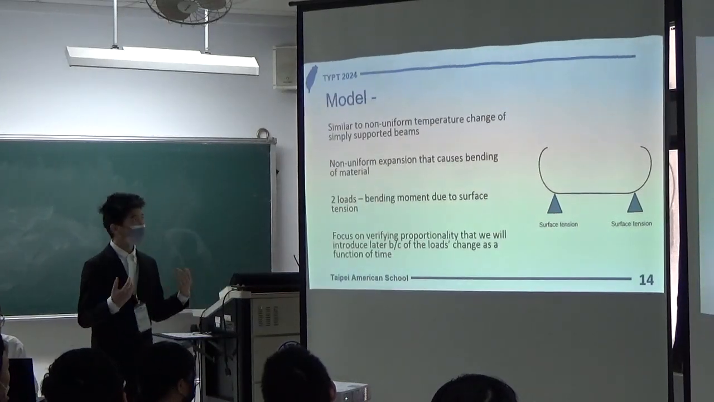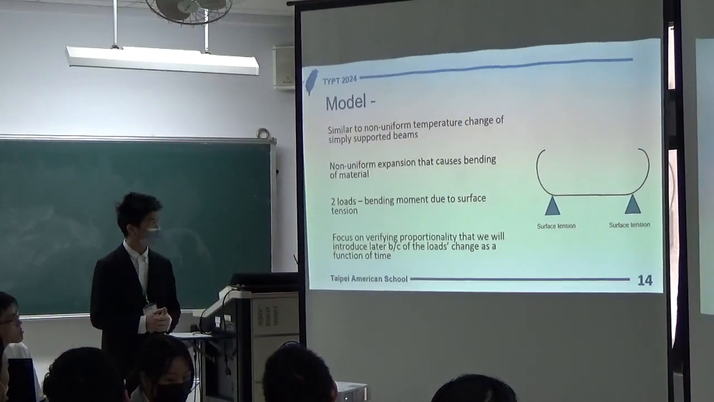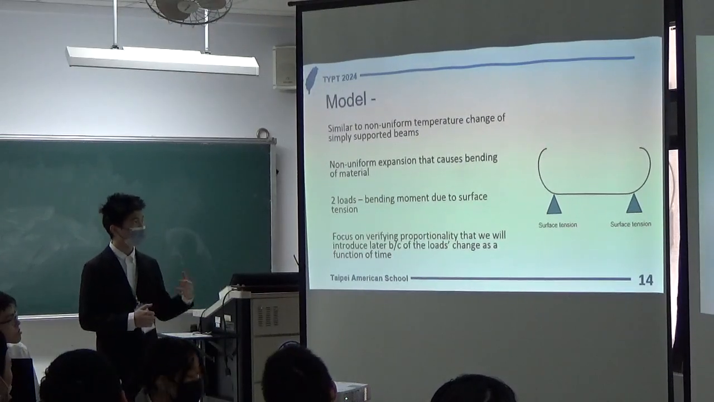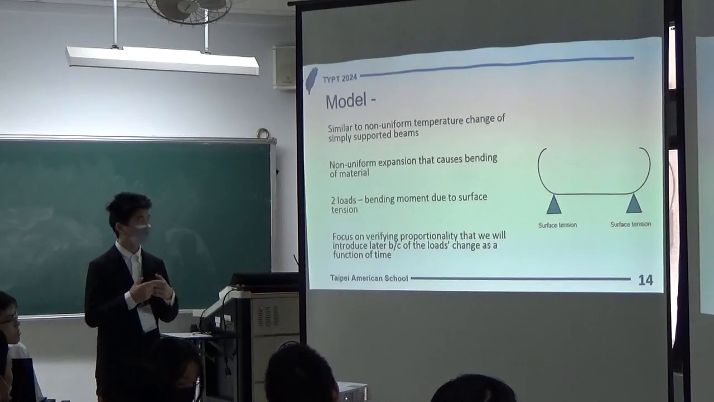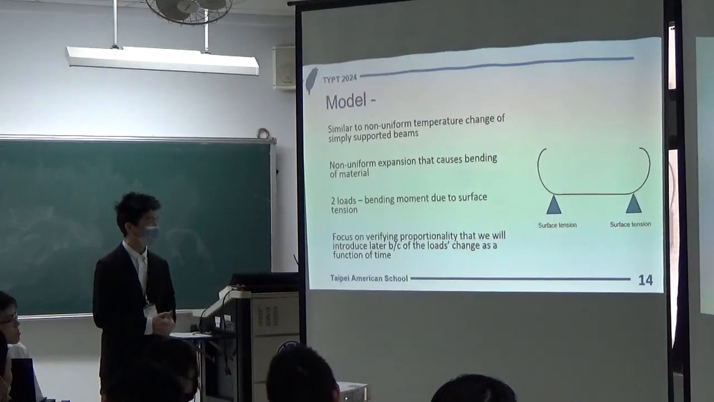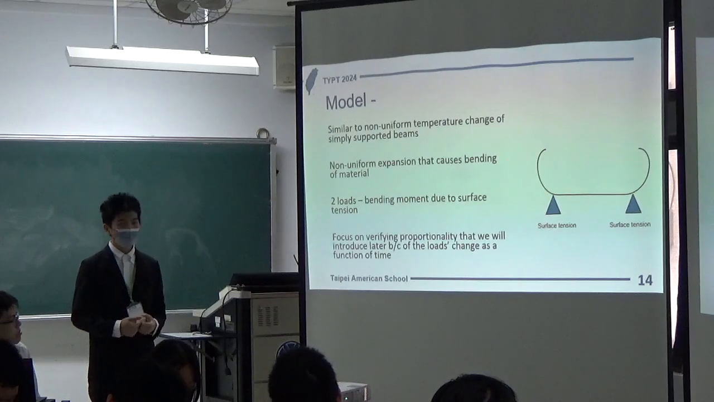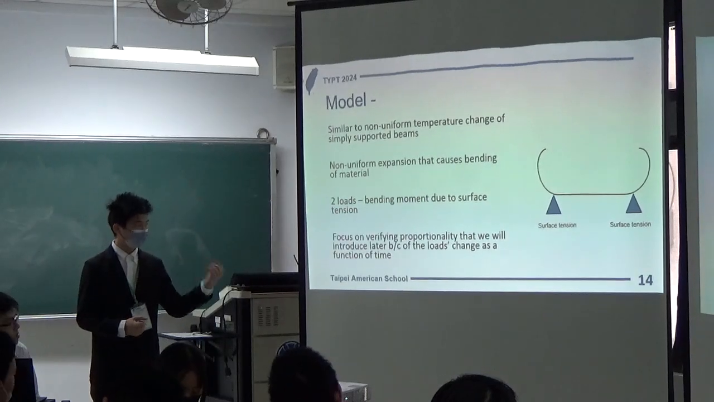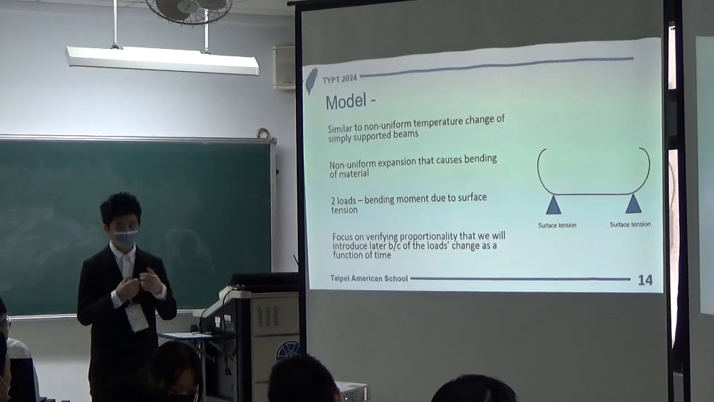So, the way we modeled it was similar to non-uniform temperature changes of similarly supported beams. So the non-uniform expansion of the paper when it's exposed to water is what causes the bending of this paper. Additionally, because of the surface tension of the water, there are two loads causing a moment due to the surface tension. Finally, we'll be focusing on verifying the proportionality of the thickness of the paper to the fractional coefficient because loads change as time increases.